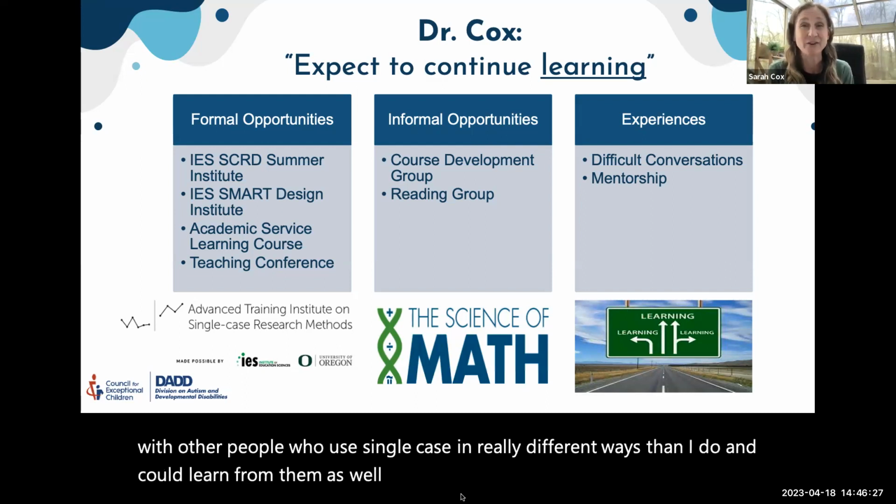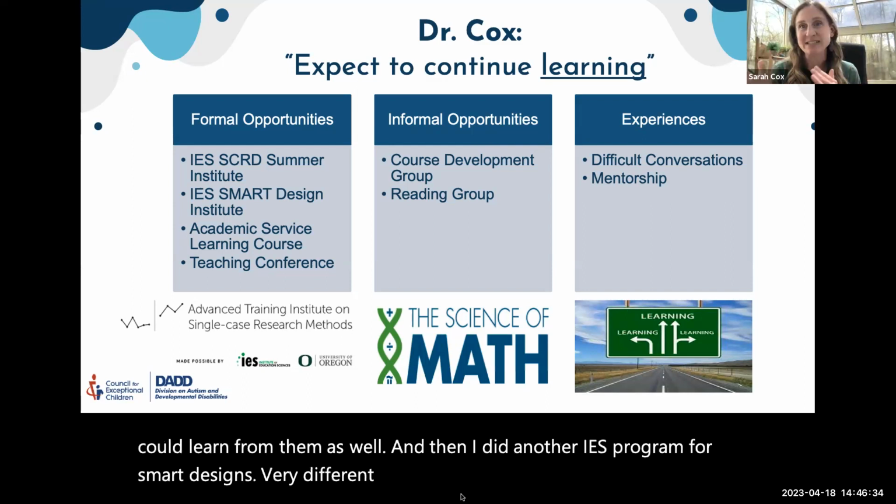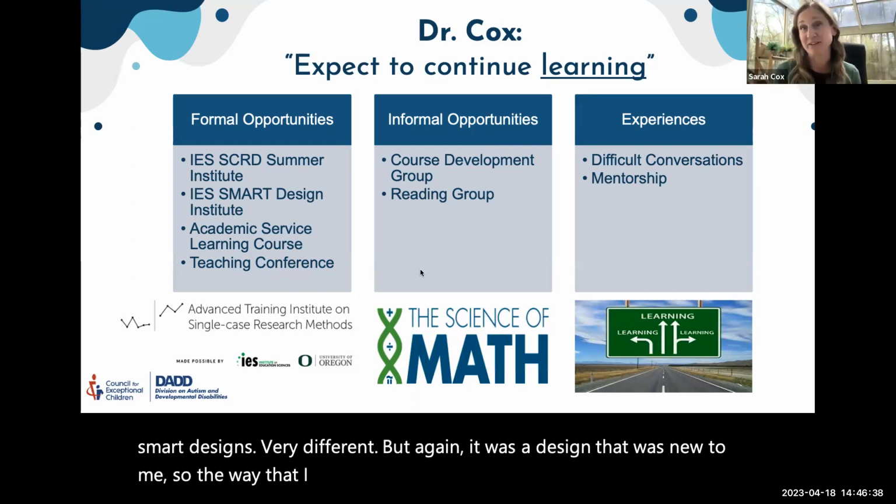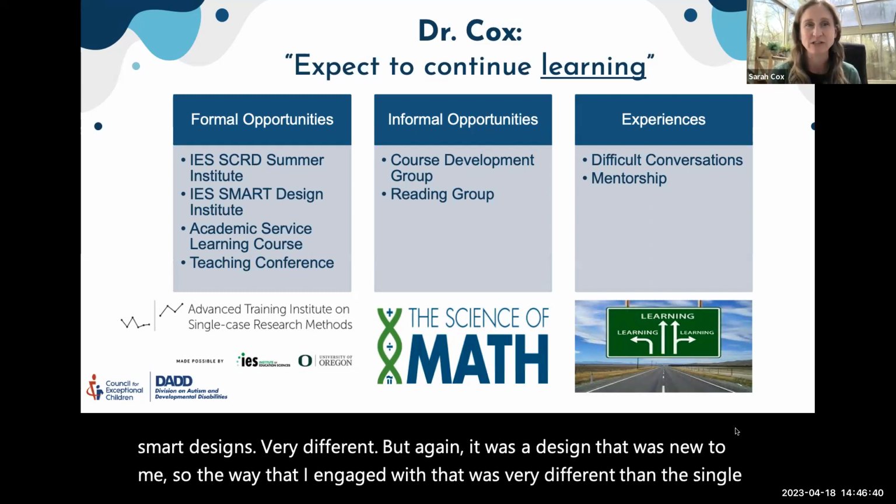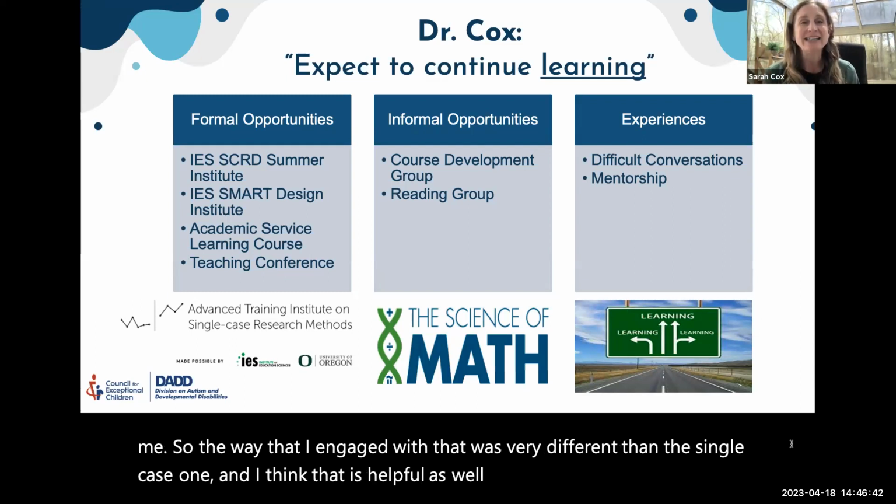And then I did another IES program for SMART designs, very different, but again, it was a design that was new to me. So the way that I engaged with that was very different than the single case one. And I think that that is helpful as well. And then I did an academic service learning course at my institution.